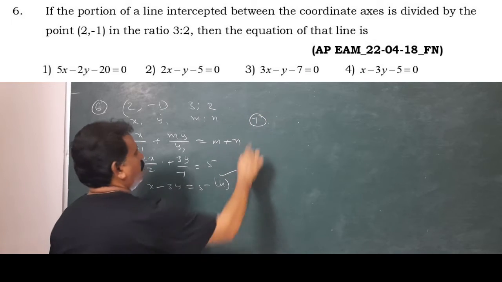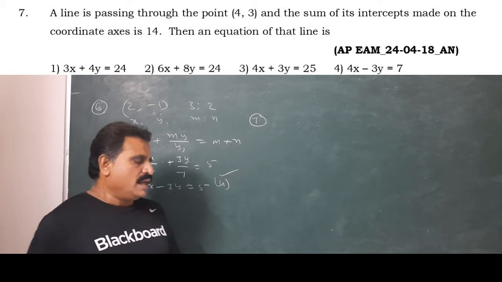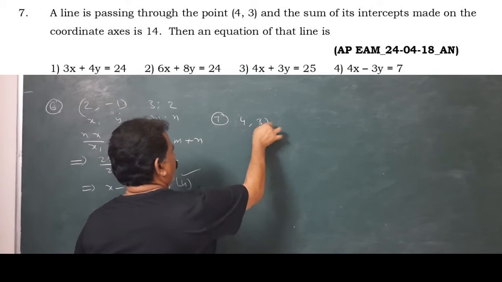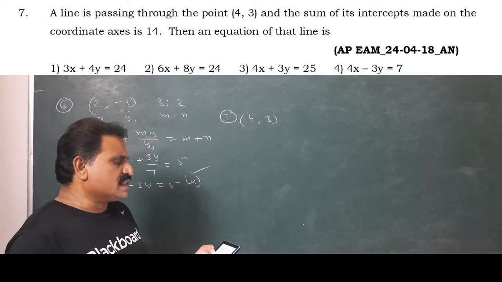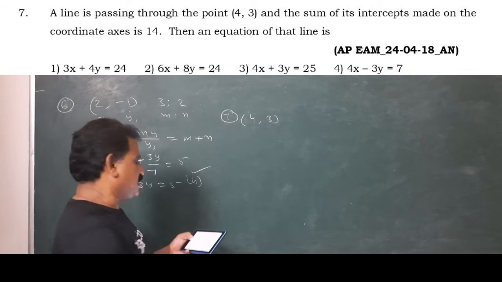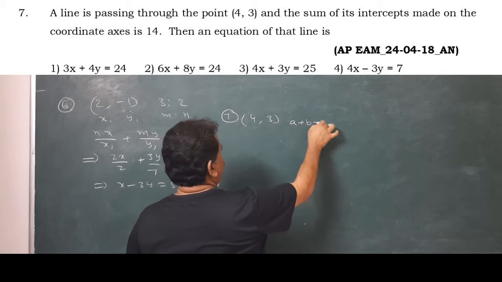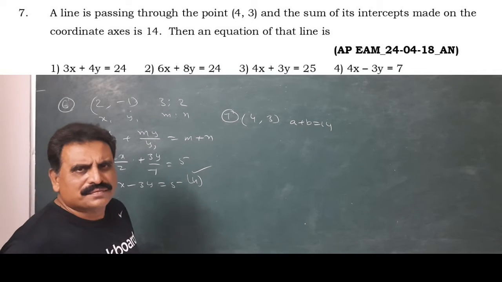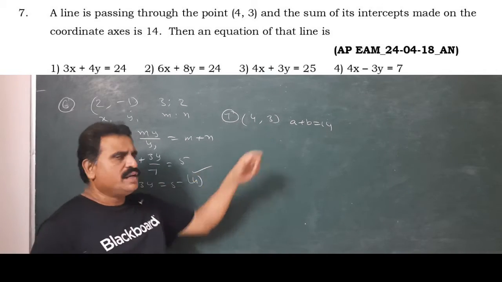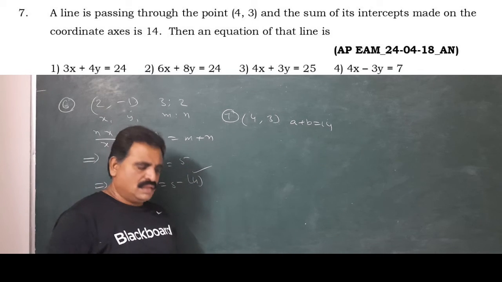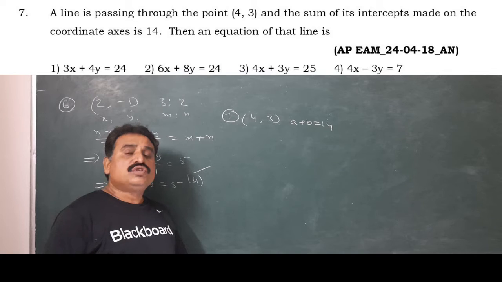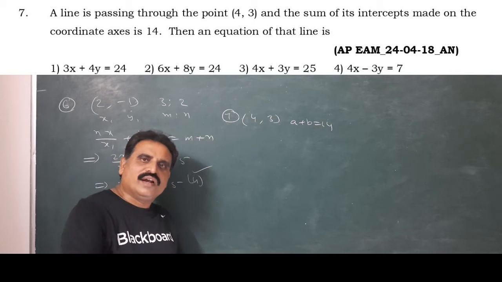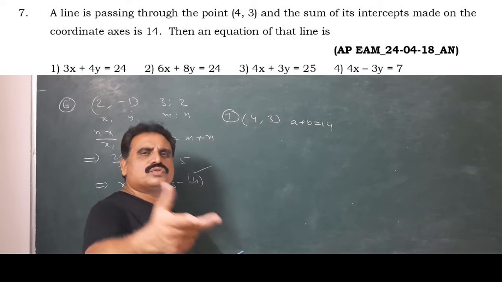Now question number 7. A line passing through the point 4, 3 and the sum of its intercepts made on the coordinate axes, a plus b, equal to 14. Then find the equation of the line. There are two conditions. One is that the line satisfies this point, and the other is that the sum of the intercepts is 14. Which line satisfies these two conditions? That is the right answer. There exists only one line. Among the options you can check that.